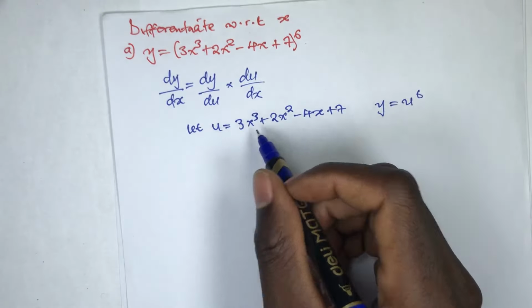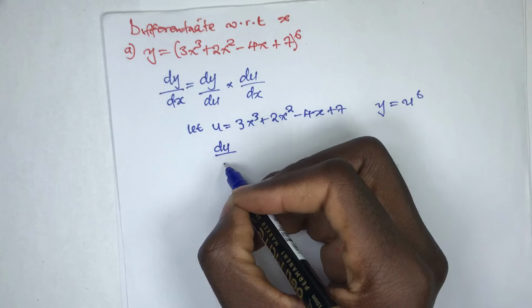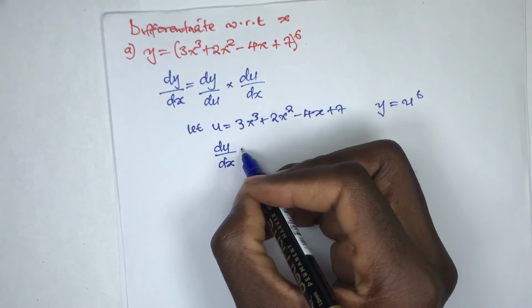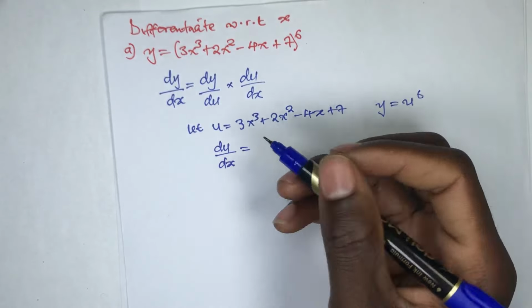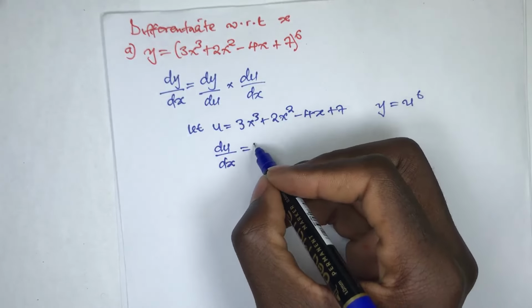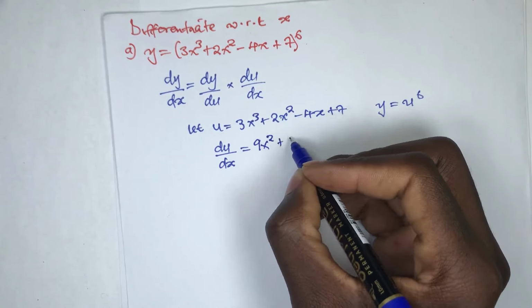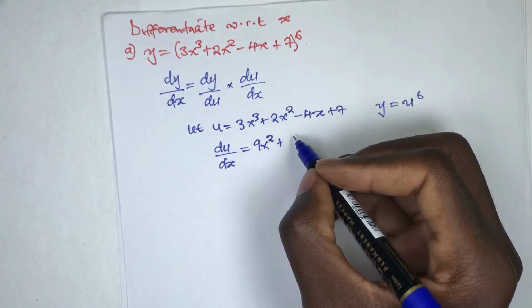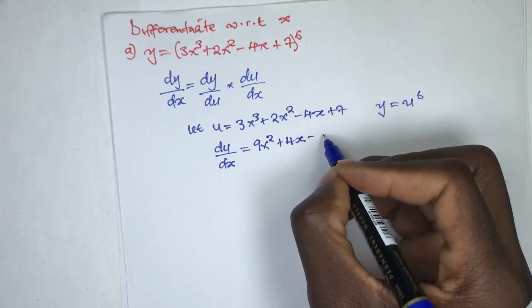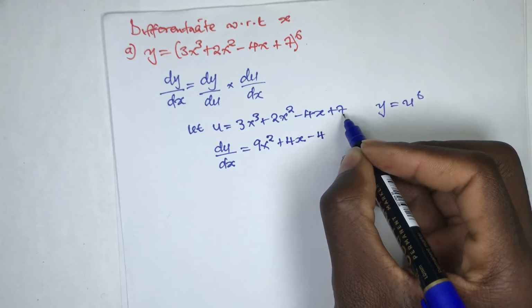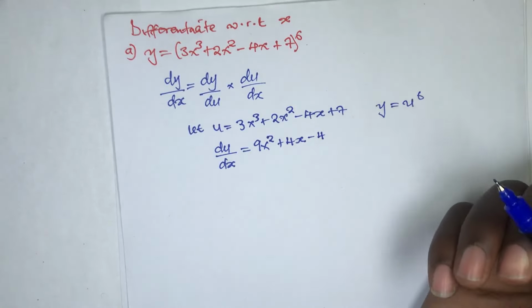So we differentiate u with respect to x. We're going to have du/dx equal to, when you differentiate this, power times coefficient, power minus 1. So here we're going to get 9x squared plus, for this one, 4x. Then for this one, we're going to get negative 4. And every time you differentiate a constant, you just get a 0, so no need of putting it there.